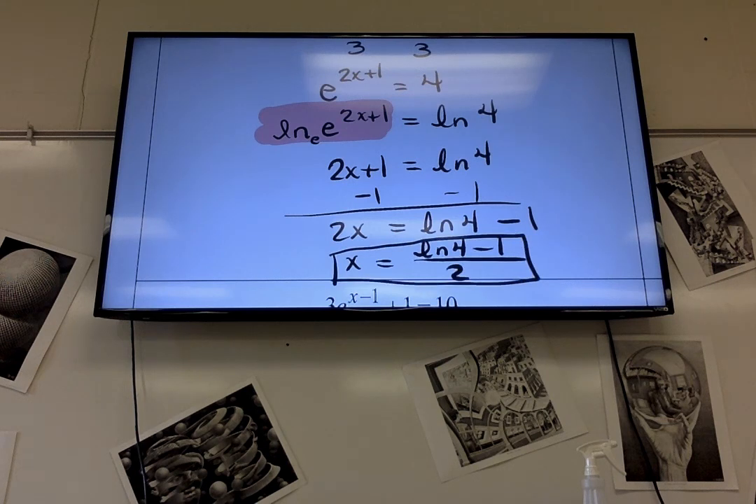If this was a non-calculator problem, you'd leave it like that. If it was a calculator problem, you'd just type that in. Natural log of 4, close parentheses, minus 1, and then divided by 2, you end up with 0.193. So it just depends on whether it's calculator or non-calculator.